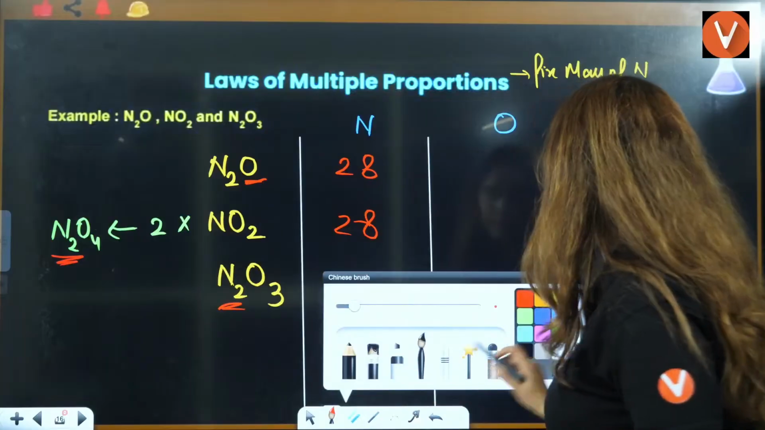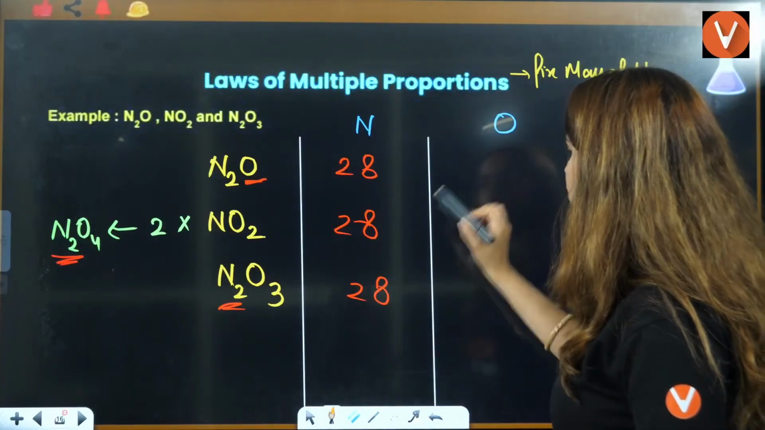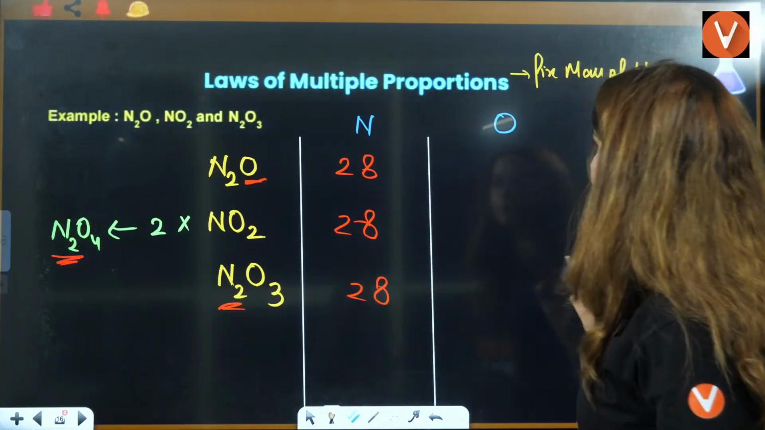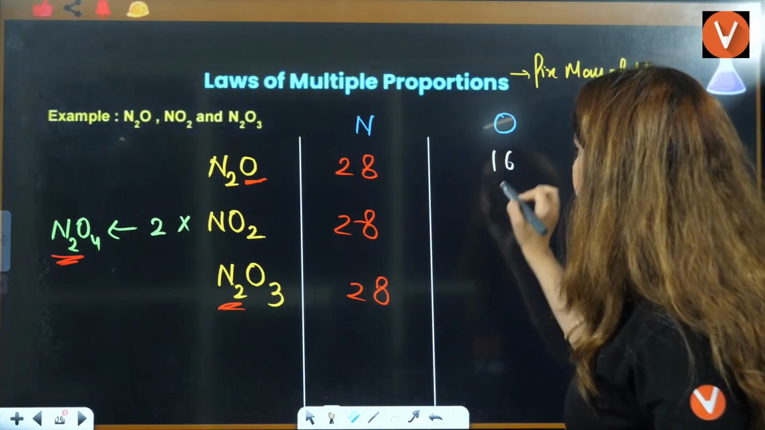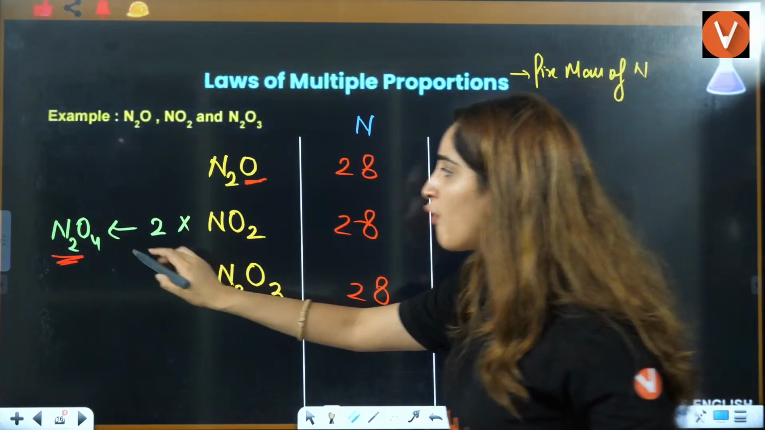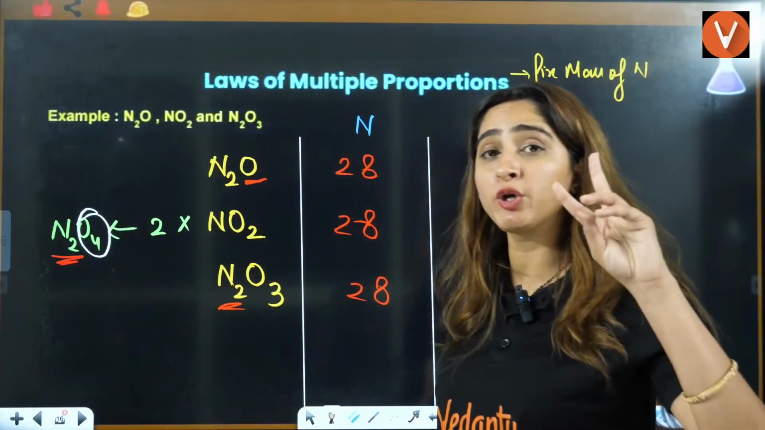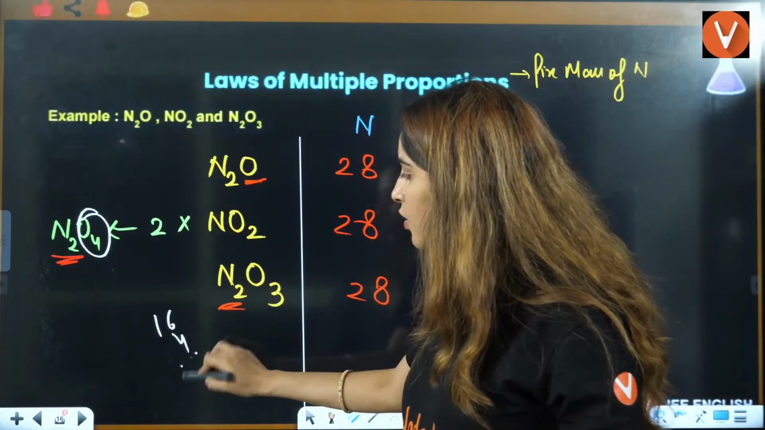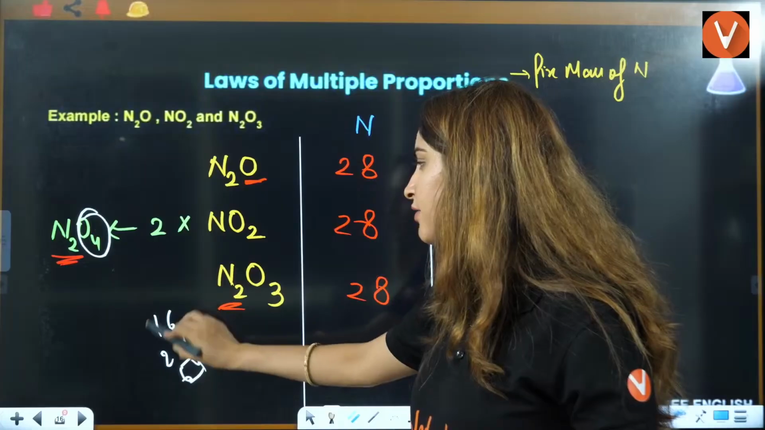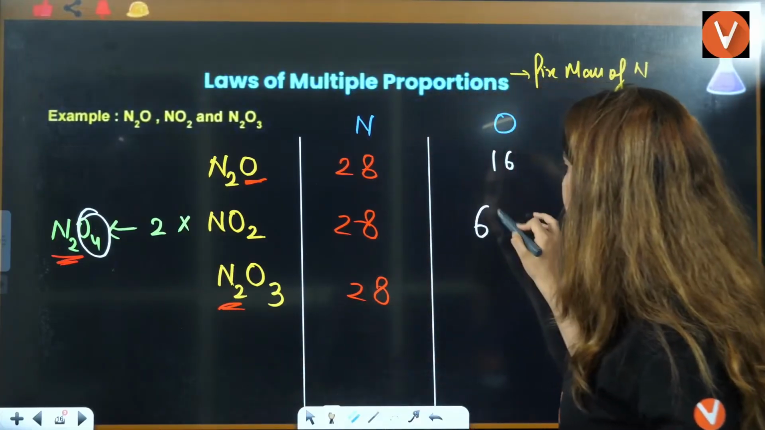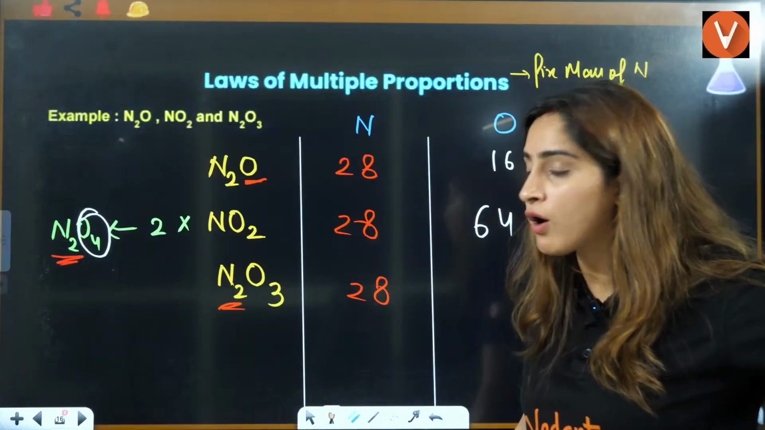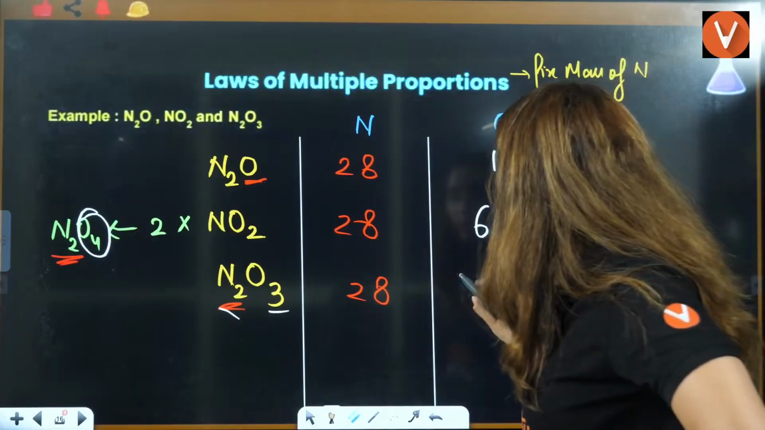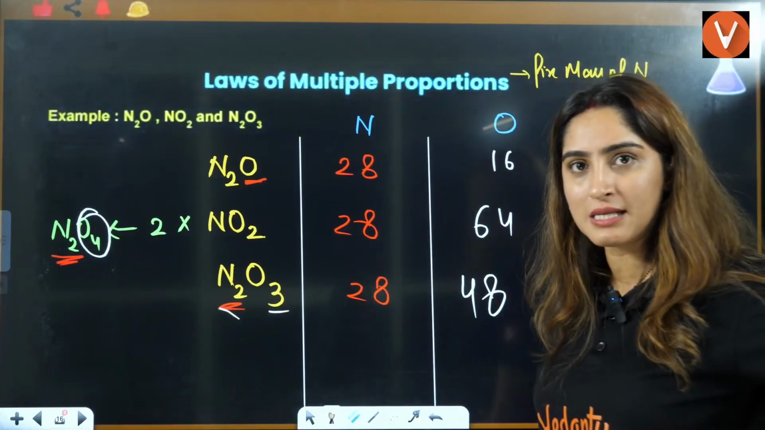I'll write it with the white pen. Mass of oxygen is 16. Here you have 4 oxygens, because corresponding to 2 nitrogens, you have 4 oxygens. So that means 4 into 16, that is 64. So the answer is going to be 64. Mass of 3 oxygens corresponding to 3 is going to be 48.